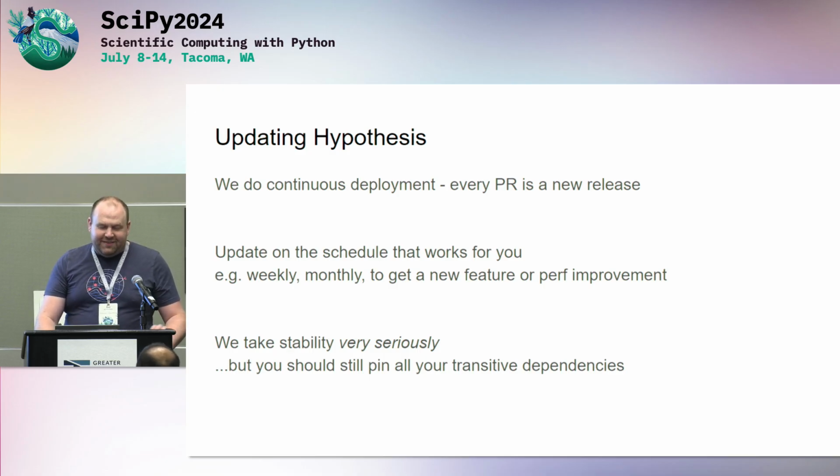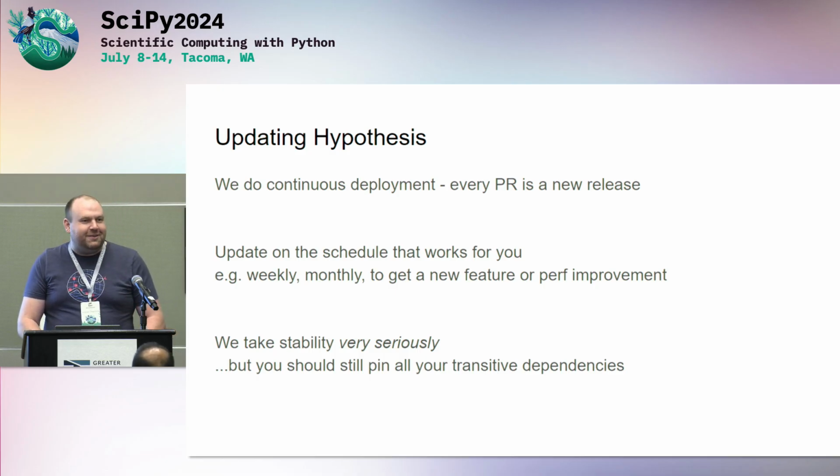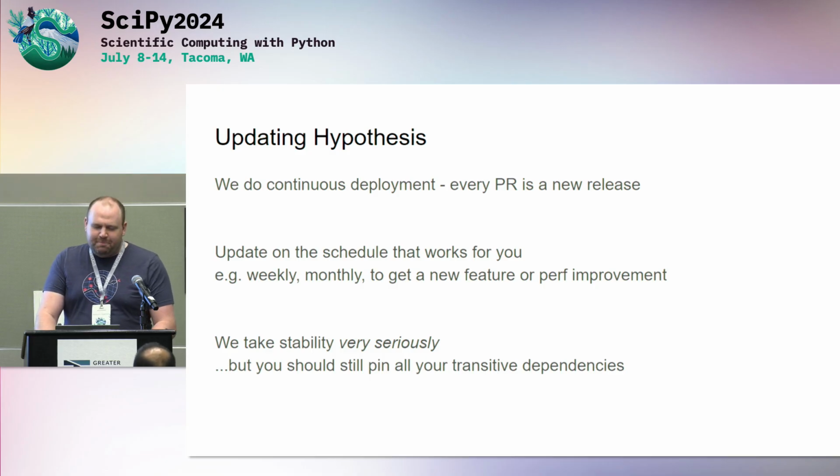For those who do pin things, when to update Hypothesis is a reasonable question. We have a neat trick where every single pull request becomes a new release of Hypothesis. So I think the current version number is something like 6.105.8. They're well tested. We do take stability very seriously. Would you believe Hypothesis is tested with a cutting-edge property-based testing library? But we do still recommend pinning your transitive dependencies because other people might not be so careful.